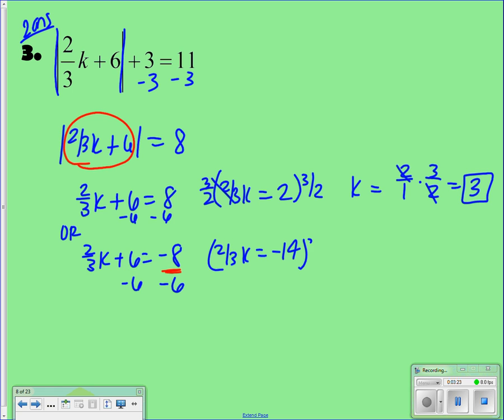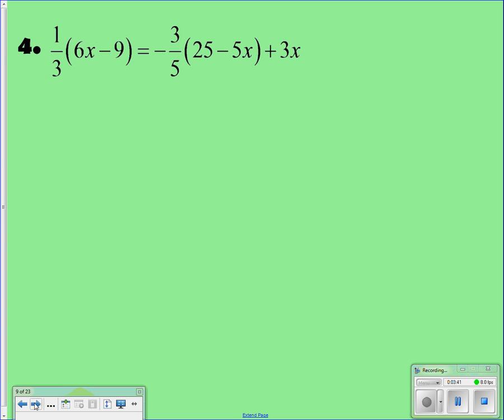Again, I'll multiply by the reciprocal down over here. So that's going to give me k to equal negative 14 over 1 times 3 over 2. 2 goes into 14 7 times. 7 times 3 is negative 21. Okay, so there are your two answers for number 3.